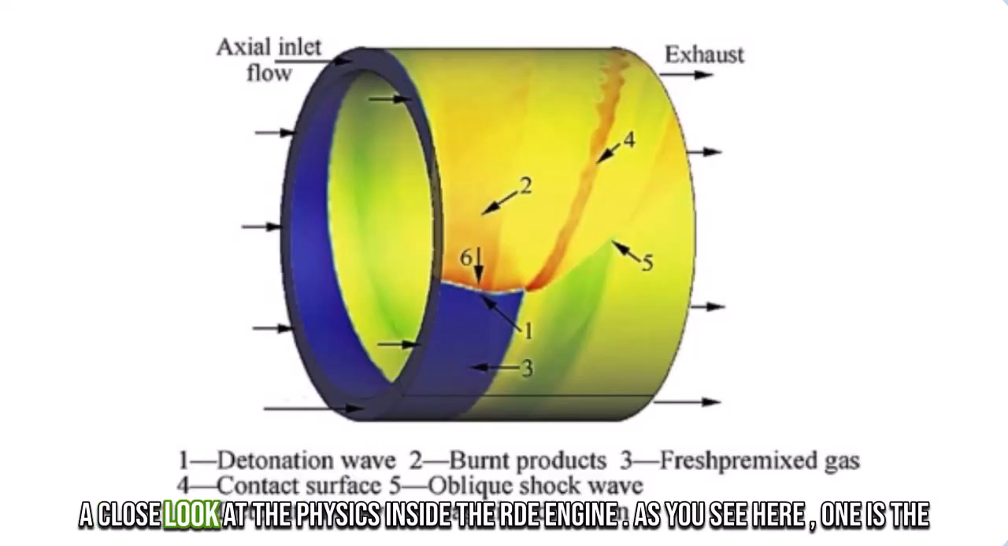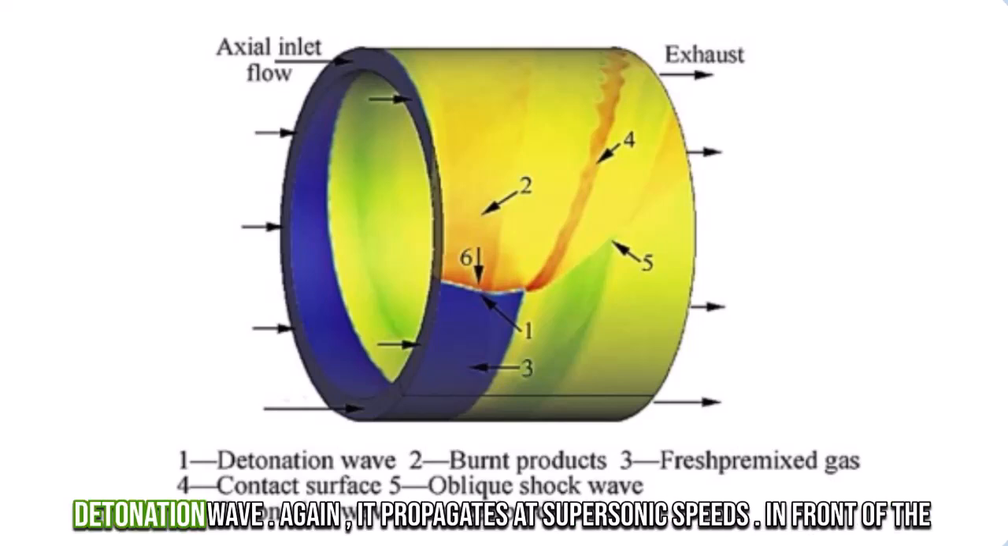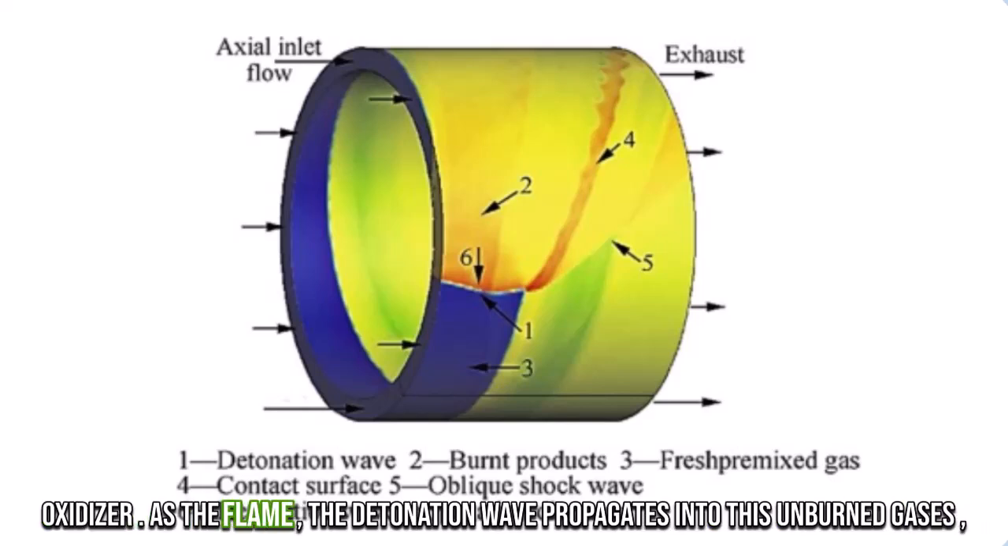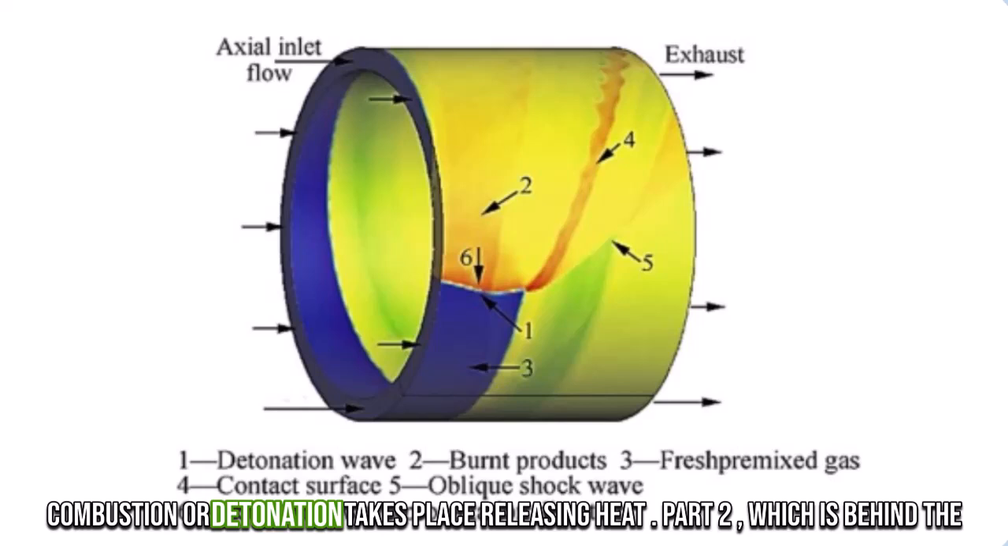Let's take a close look at the physics inside the RDE engine. So as you see here, this is the detonation wave. Again, it propagates at supersonic speeds. Now, up in front of the detonation wave, which is the blue area, that's the fresh premixed gas made of fuel and oxidizer. As the detonation wave propagates into these unburned gases, combustion or detonation takes place, releasing heat.